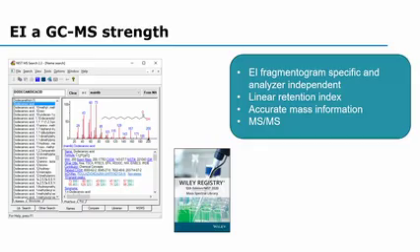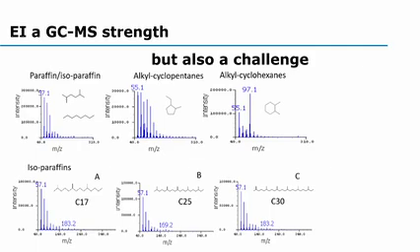I was mentioning the mass spec, so I just wanted to push in for the non-GC user. EI is clearly the strength of GC-MS because we have all the libraries available. The EI is highly specific and analyzer independent. We have the linear retention index, the accurate mass. All this information is in most of the libraries, but it's also a challenge for the user, because we know it's powerful, so we want to believe it, but sometimes it can get it wrong.